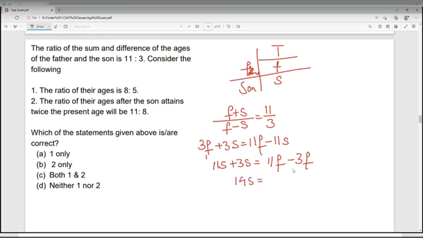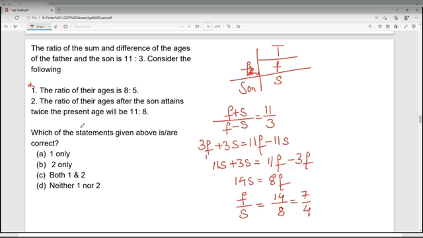This is 8f. And they're asking the ratio of their ages, so f by s, father and son, is equal to 14 by 8. That is equal to 7 by 4. So the first statement, 8 by 5, is wrong. This is wrong. So we'll see what the second statement is.